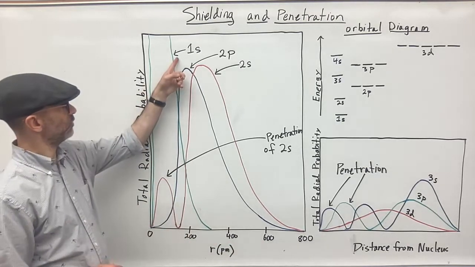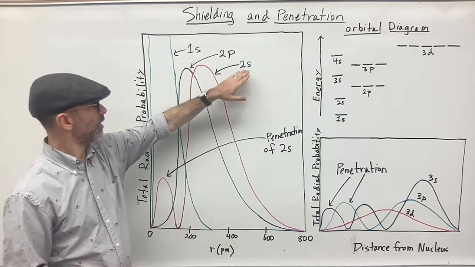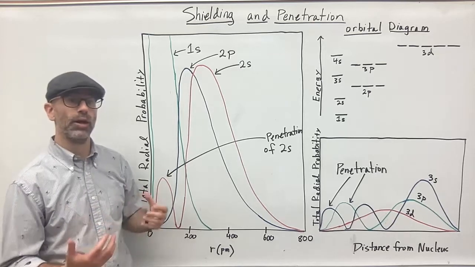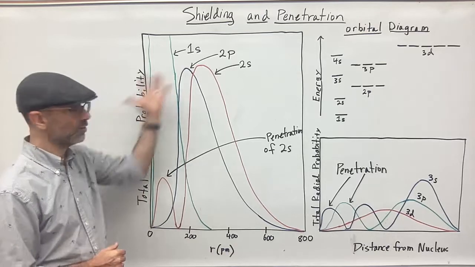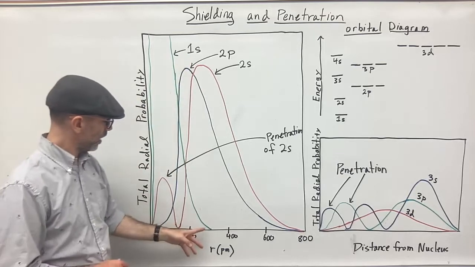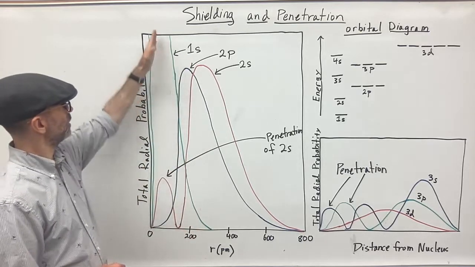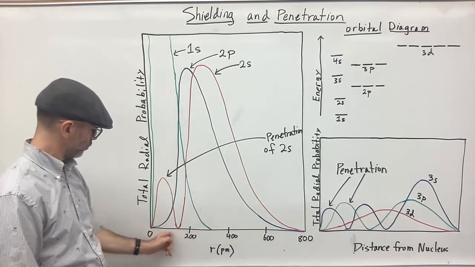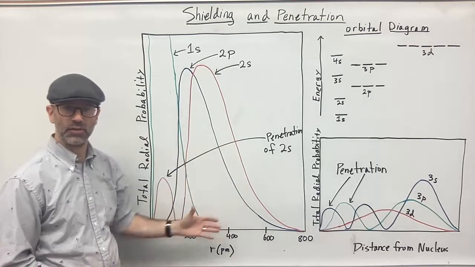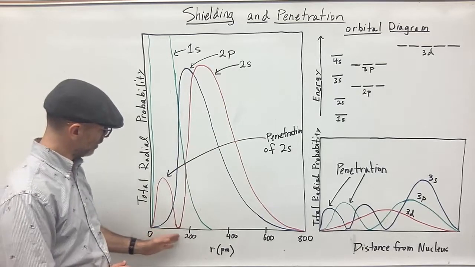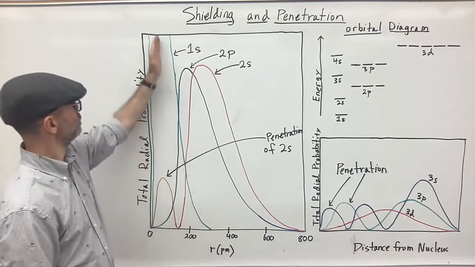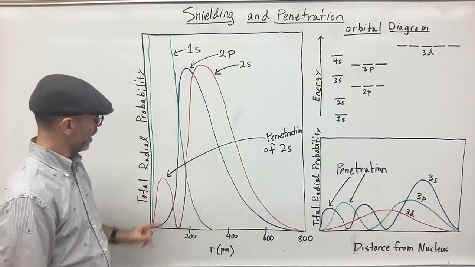So here I have the 1s orbital, the 2p orbital, and the 2s orbital. Remember, the orbitals are just a probability map of where you would find the electron. And what you see right away is that for the 1s, the highest probability of finding the electron is somewhere in the middle here, maybe 150 picometers, somewhere around there. This is not drawn to scale. I tried my best, but it should be less than 200 picometers.